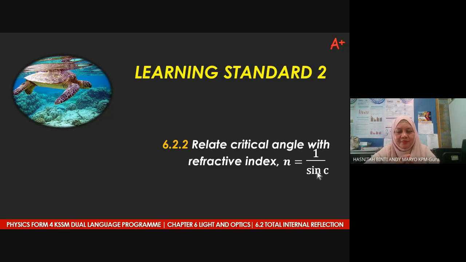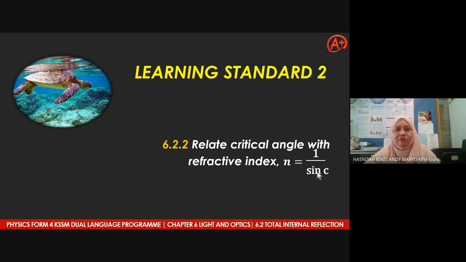The first, n equals c over v. c is the speed of light in air or vacuum, v is the speed of light in the medium. And then second, n equals sine i divided by sine r, where i must be the angle in a less dense medium and r must be in a denser medium. And then third, n equals real depth divided by apparent depth.